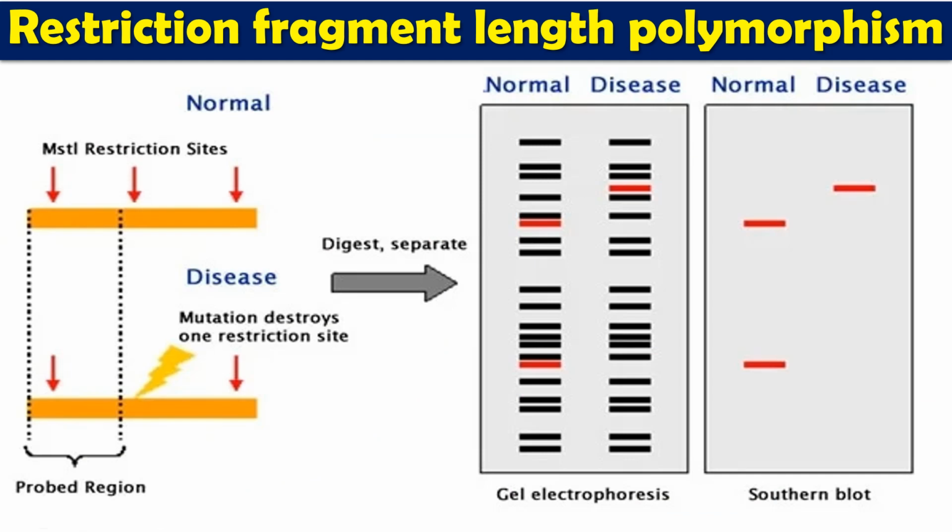Now there are a number of merits and demerits. One thing you have seen is that, compared to RAPD, here we are not going to use PCR. So this is not depending on PCR. Here we are going to use DNA probes, Southern blotting, and autoradiography, but not PCR.